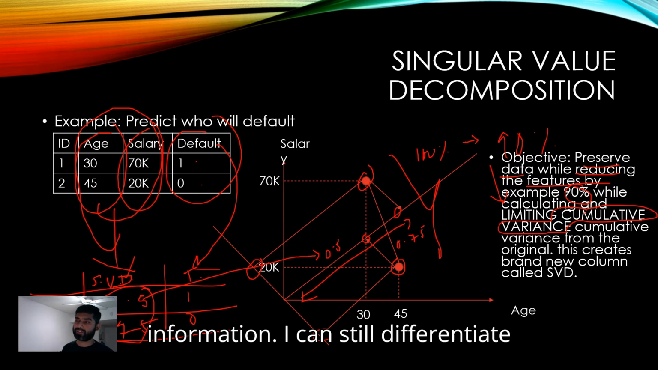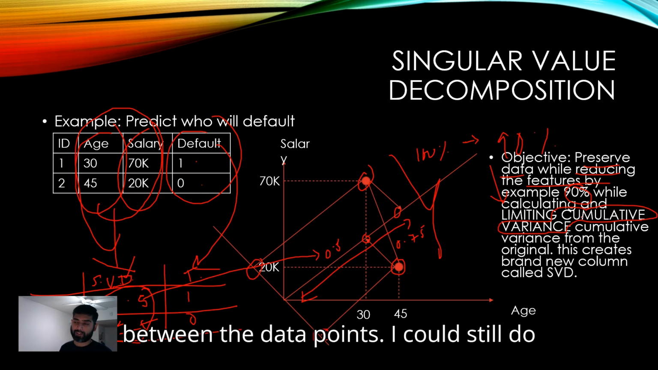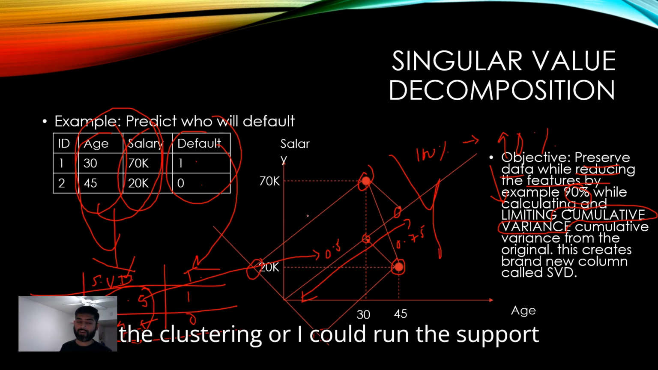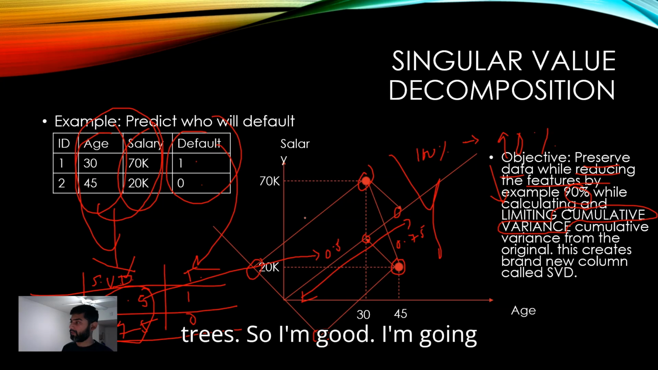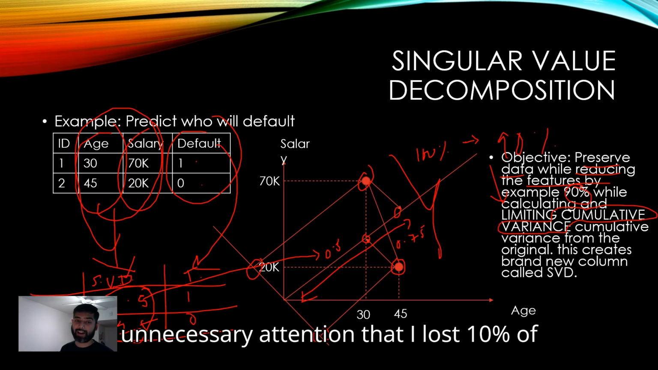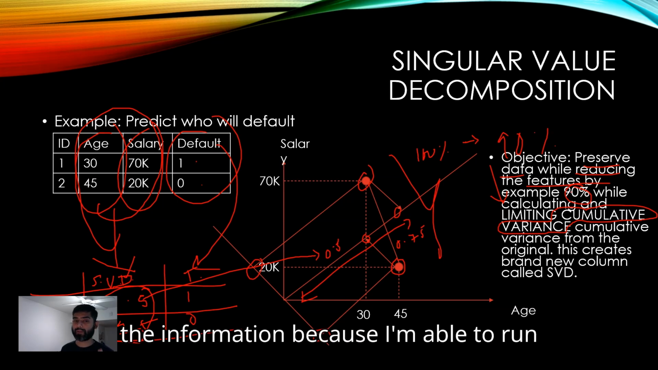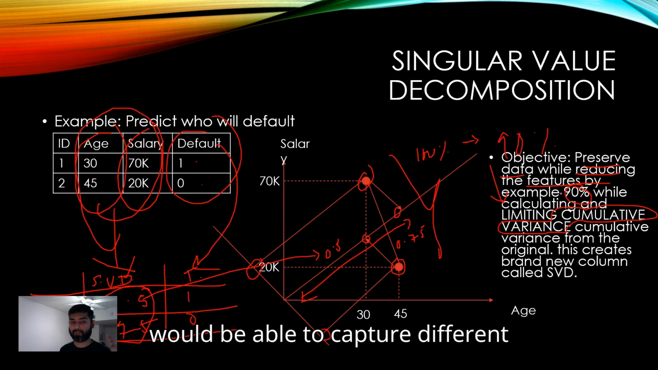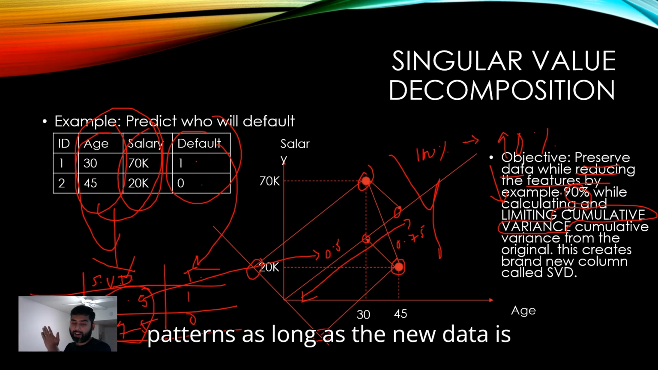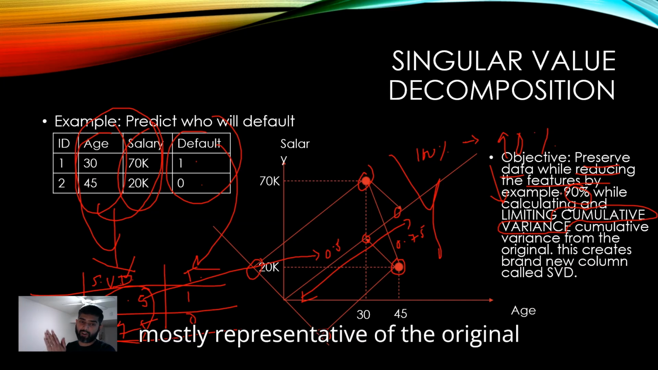I can still differentiate between the data points. I could still do the clustering, or I could run support vector machines. I could run decision trees. So I'm good. I'm not going to pay way too much unnecessary attention to the fact that I lost 10% of the information, because I'm able to run all those machine learning methods, which would be able to capture different patterns as long as the new data is mostly representative of the original data.